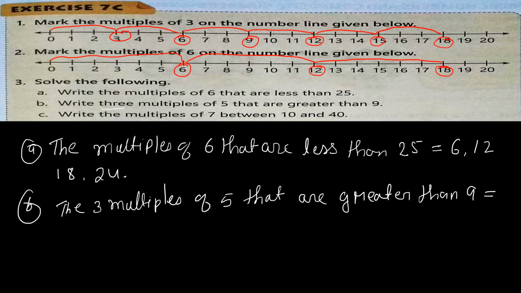Why? Because 5 is smaller than 9. So 5 2s are 10, 5 3s are 15, and 5 4s are 20. Done. This much. Very easy.